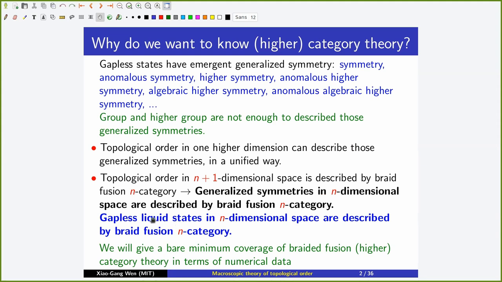Then we say that a gapless liquid in n-dimensional space is described by this symmetry, an emergent symmetry. You can also say that these gapless liquid states in n-dimensional space are described by this braided fusion n-category. So this is why one studies braided fusion n-categories. It's a mathematical framework to describe symmetry, and maybe also a mathematical framework to describe these gapless liquid states.